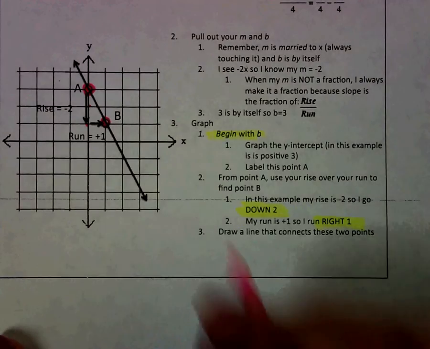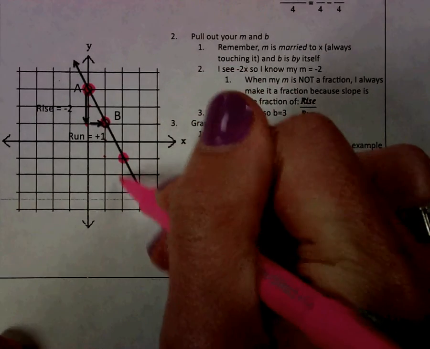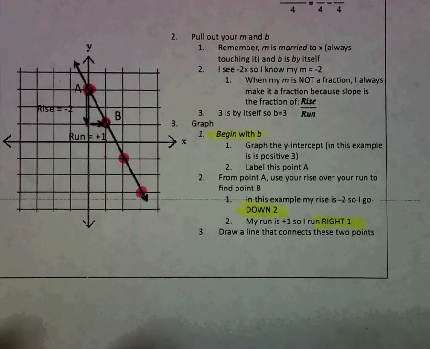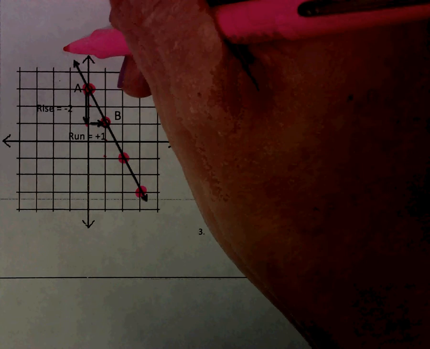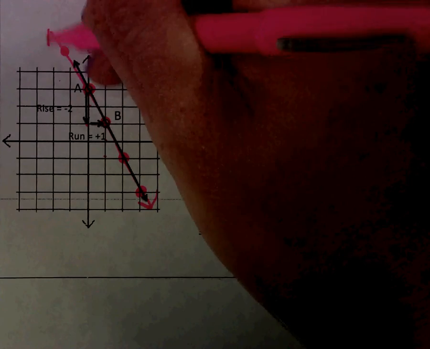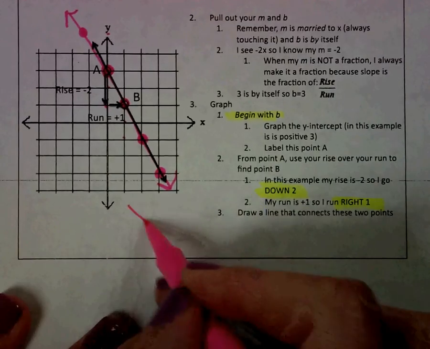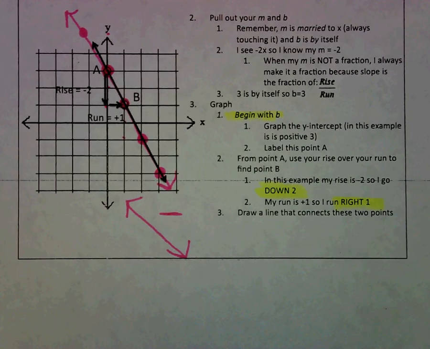And I can do it again. Down 2, right 1. And I could keep going as many times as I wanted so that I had a nice looking graph. I could also reverse my steps and go up 2, left 1, and then connect my points. The more points you draw, the better graph you're going to have. Remember, we know that a negative slope graph should fall to the right. And so that's another way to check yourself to make sure that your graph is going in the correct direction.